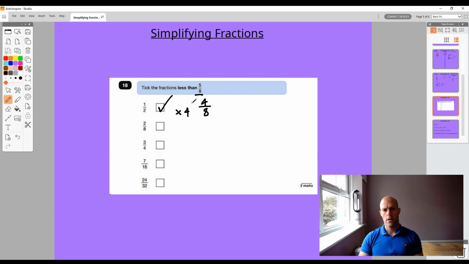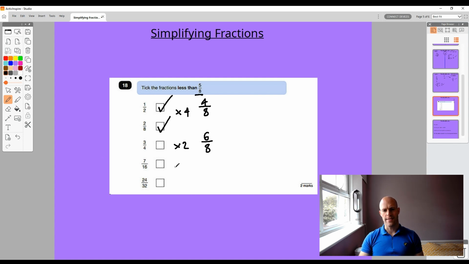Tick. Next one down, is it less than 5/8? Well, it's 2/8, so we don't need to do anything with it. Tick. Next one's currently the denominator's in quarters. What do I need to do to make that eighths? Multiply both by 2. 4 times 2 is 8. 3 times 2 is 6. Tick the fractions that are less than 5/8. I'm not going to do anything with that one.